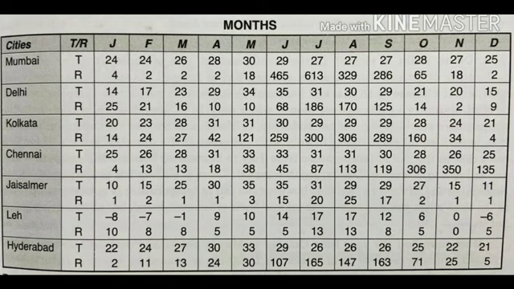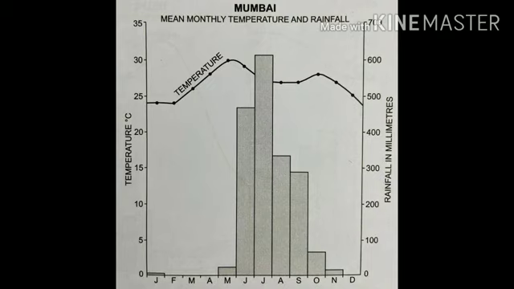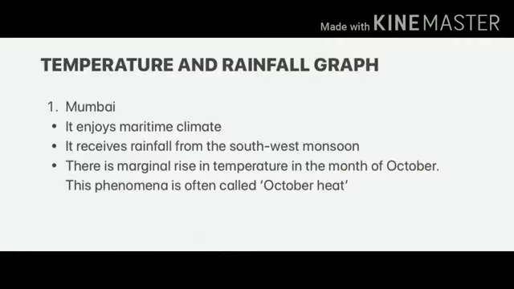The southwest monsoon winds from the Arabian Sea normally strike Mumbai on 10th June. Thus, the rainy season starts in June and reaches its maximum in July. After July, the amount of rainfall received here starts declining and the rainy season is almost over with the retreat of the southwest monsoon. The weather is almost completely dry from December to April. Well, there is a marginal rise in the temperature in October. This phenomenon is often called the October heat.